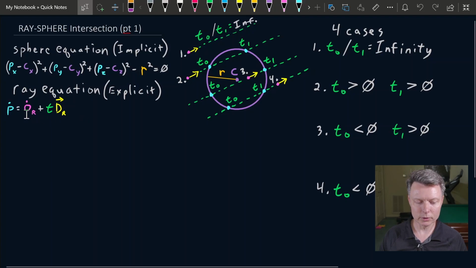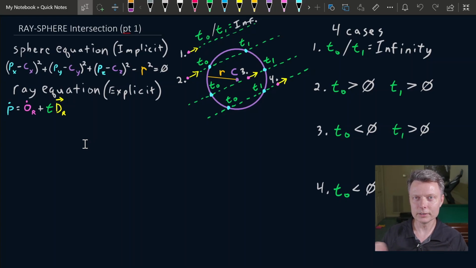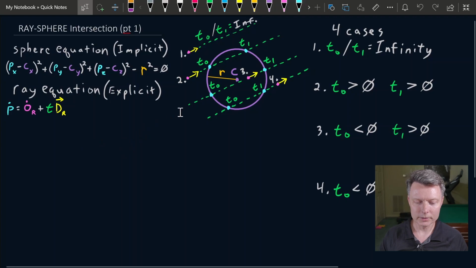So we do know where the origin of the ray is, and we do know the direction of the ray. We define that ourselves, but we don't know the t value. So we don't know how far the ray will go until it hits a sphere. And so now let's take a look at these green dotted lines that I had previously drawn out.